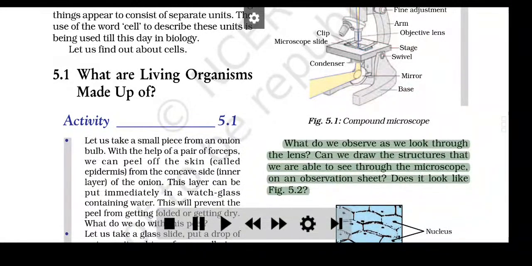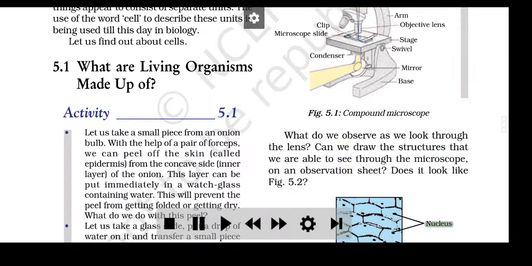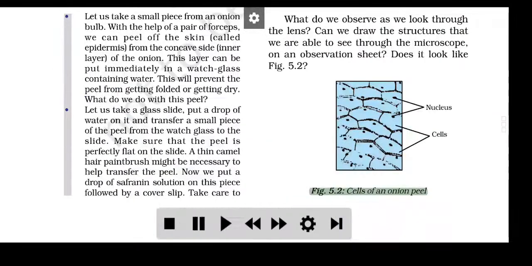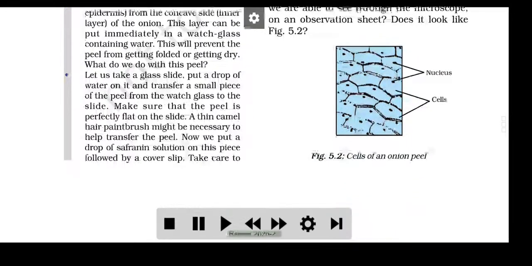What do we observe as we look through the lens? Can we draw the structures that we are able to see through the microscope on an observation sheet? Does it look like Fig. 5.2? Nucleus. Cells. Fig. 5.2. Cells of an onion peel.